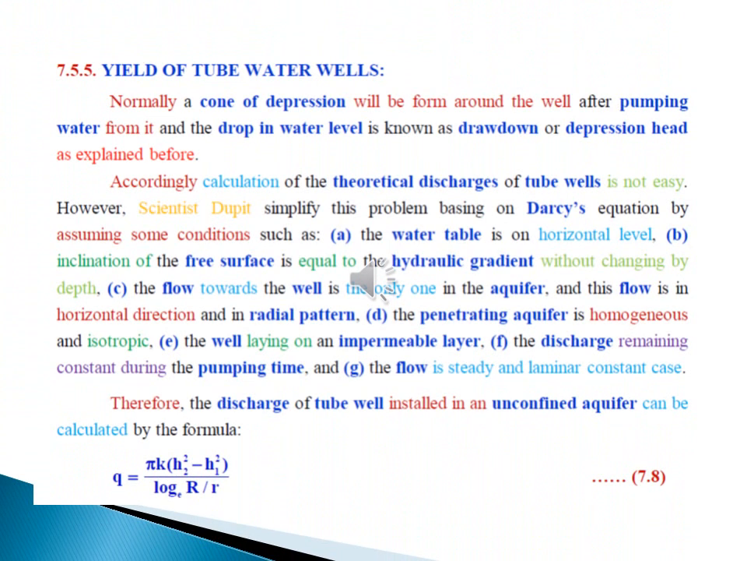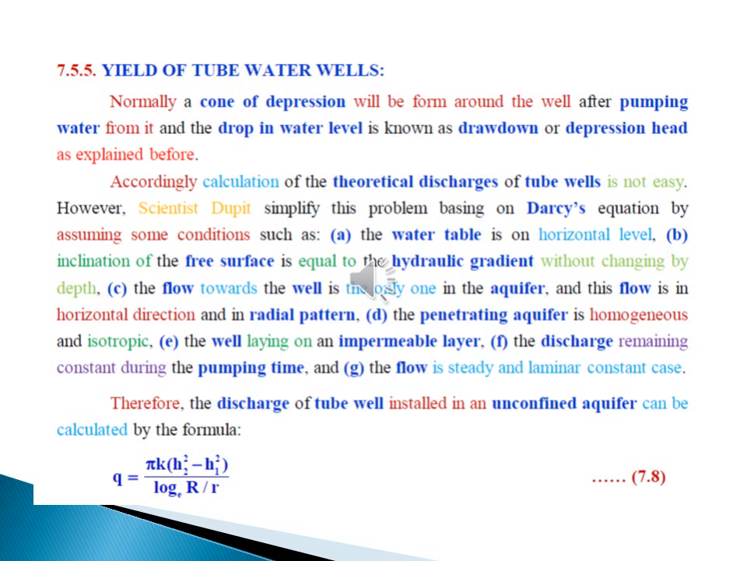Yield of tube water well. Normally, a cone of depression will be formed around the well after pumping water from it, and the drop in water level is known as drawdown or depression head, as explained before. Accordingly, calculation of the critical discharge of a tube well is not easy.